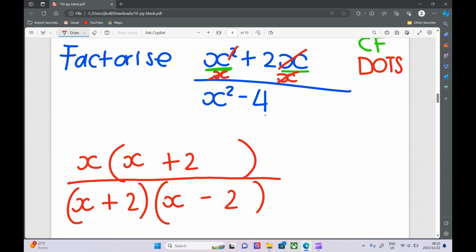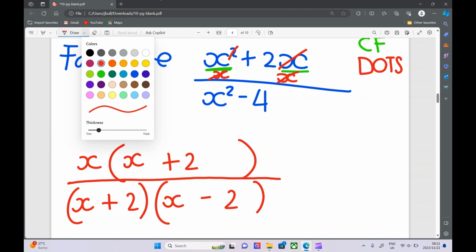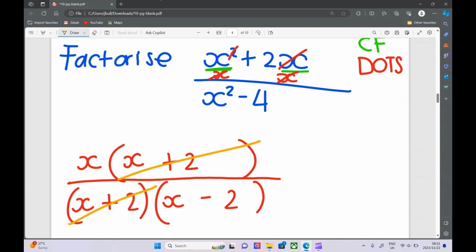And then you can see, do we have any common factors? We can't really do any more factorizing because it's all in brackets like this, but we actually can do some cancelling. At the top here, we have x plus 2, and we can cancel that with the bottom x plus 2. And so our final answer is just going to be x over x minus 2. And that is as far as we can go in terms of factorizing.